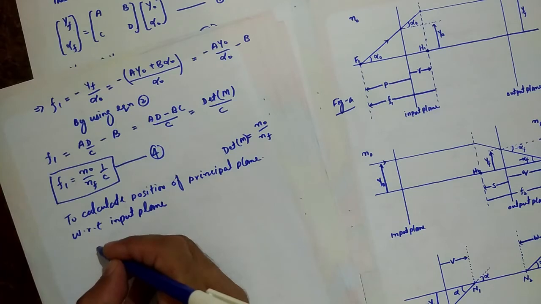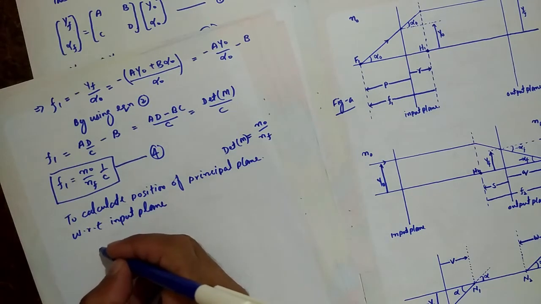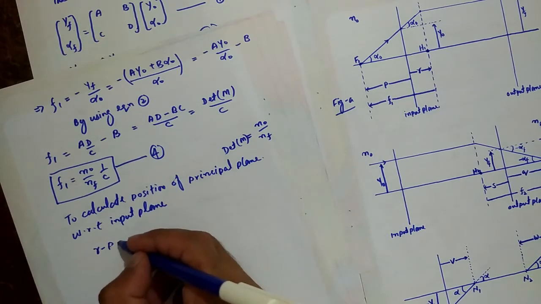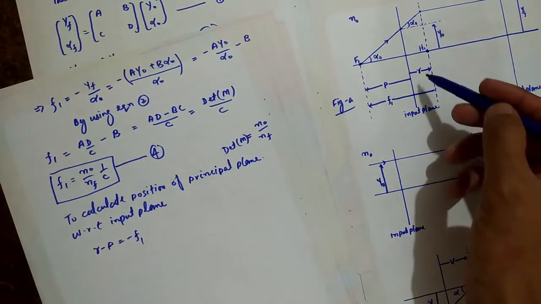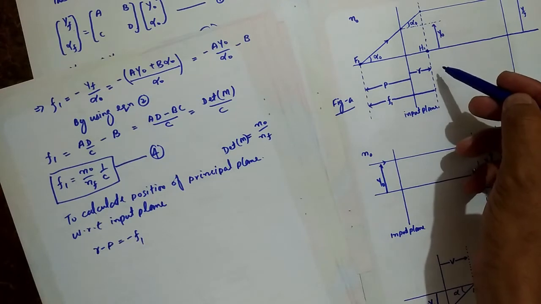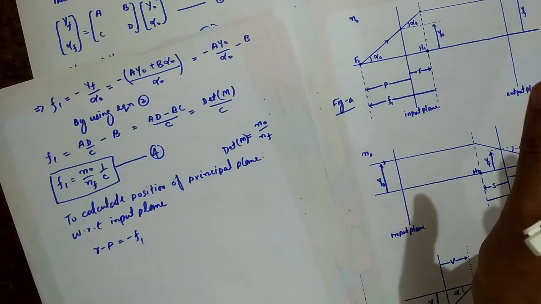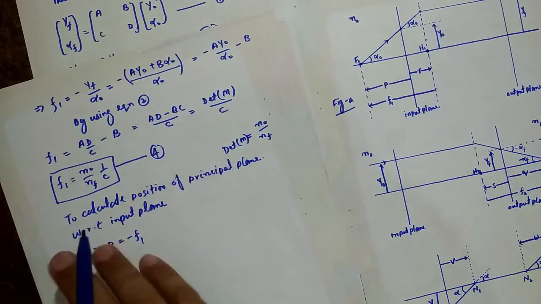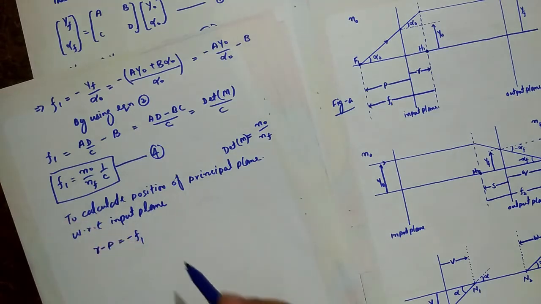So this is, or I can write it as r minus p is equal to minus f1. Clear? This is r is taken because the magnitude of r and p is equal to f1. This is clear, but I have written negative sign with p. This is because this distance is directed towards the left, and also I have written negative sign with f1 because that is also directed towards the left.